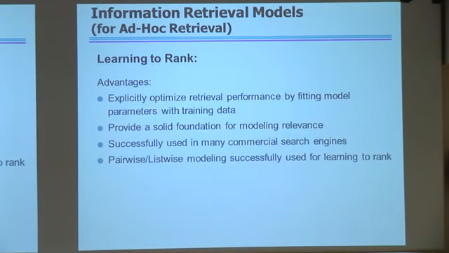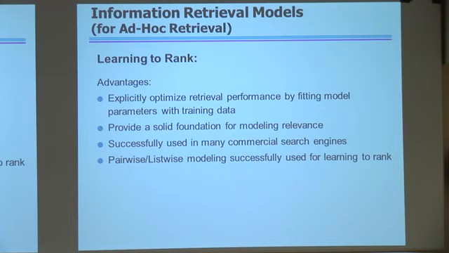So this is better, in the sense that it can explicitly optimize the retrieval performance in a discriminative way using the set of training data. It provides a solid foundation for modeling relevance, which is a step better than the generation probability. And it has been used in many commercial search engines. And in the last 5 years, people have extended this simple idea to more complicated situations.